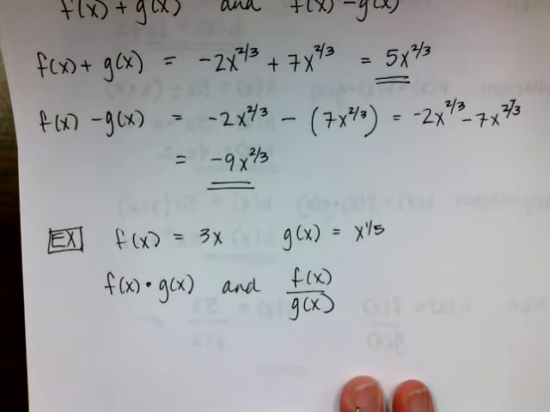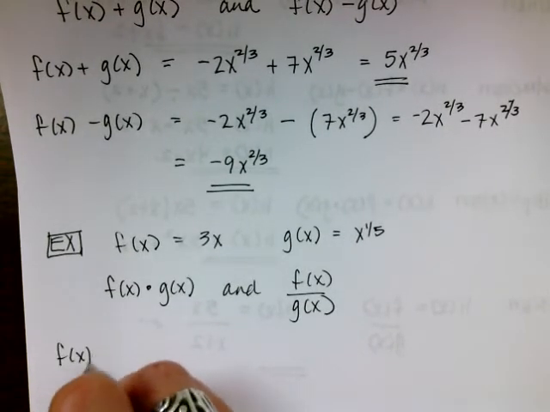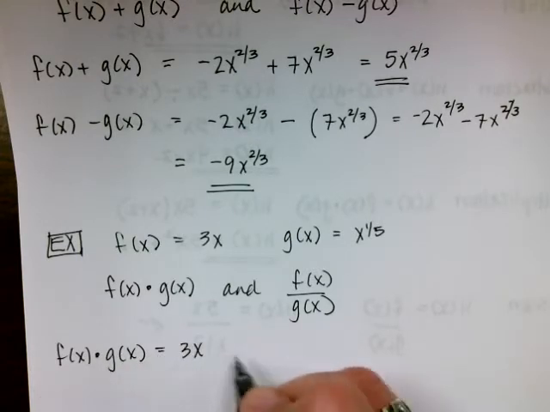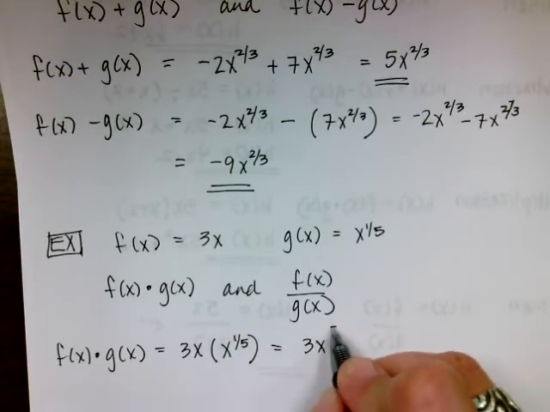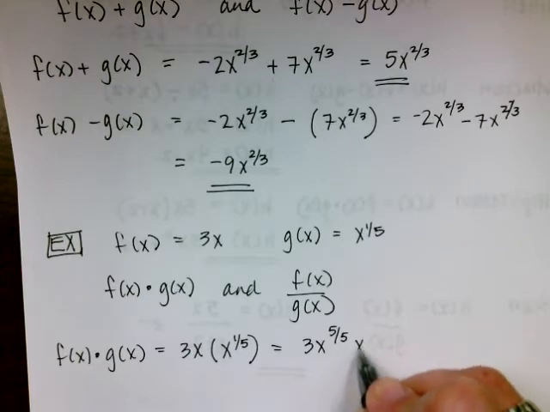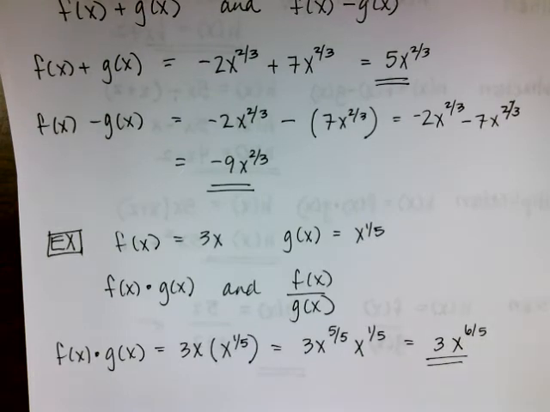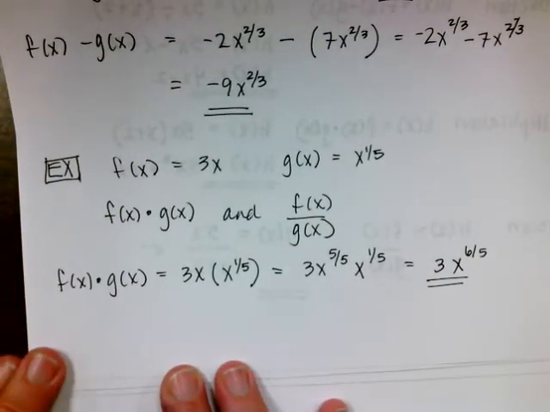Okay? Alright, so if I do my first one, f of x times the g of x, it's going to be 3x times x to the 1/5. So I'm going to rewrite this as 3x to the 5 over 5 times x to the 1/5. So this is going to be 3x to the 5 plus 1, 6 over 5. Okay? And there's my first solution. So really very nice and simple.